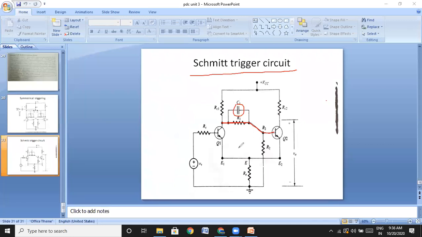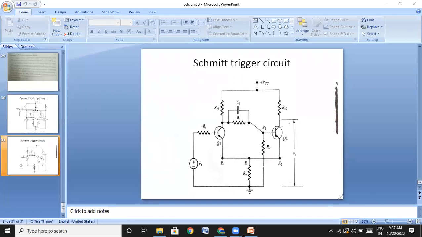And the second modification we have seen is that generally the output of your second transistor is connected to the input of your first transistor. That feedback is not present in this Schmitt trigger. That is the change you are going to observe. Here we have only one regenerative feedback, whereas in the previous circuit you see two regenerative feedbacks.